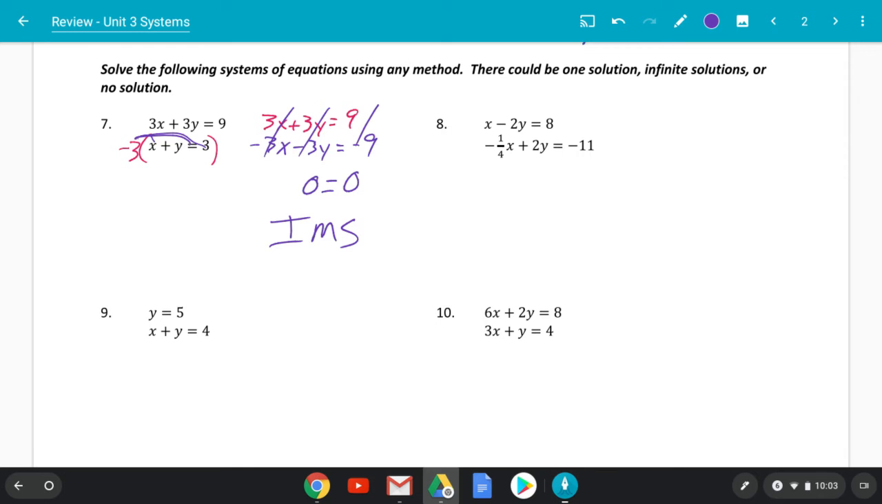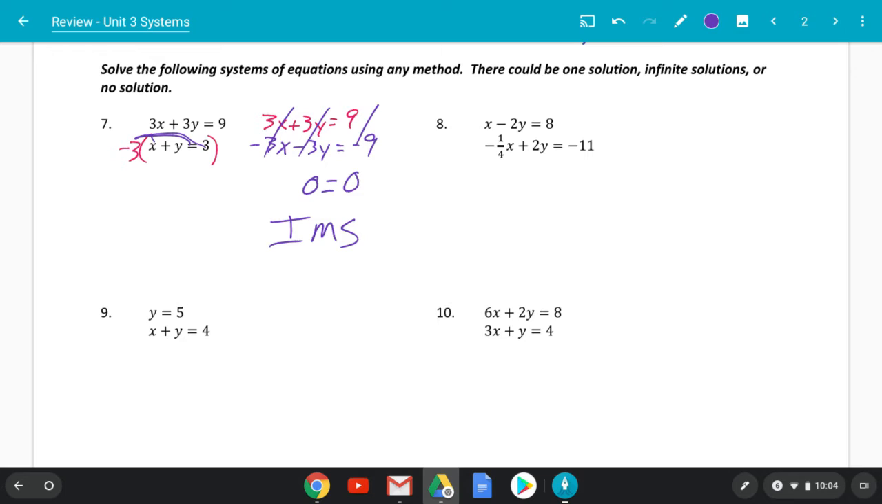All right, so back at it. We're at number 8 here. Again, I'm solving these systems of equations using any method. I realize that you can use Desmos and you simply type them in, but that's too easy. I'm not doing it that way. I'm using a proper method for these.